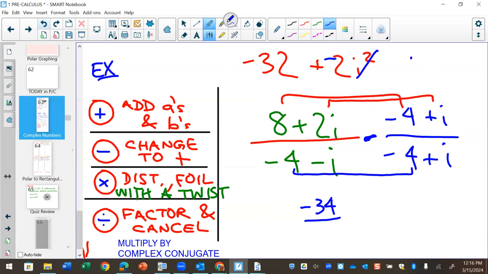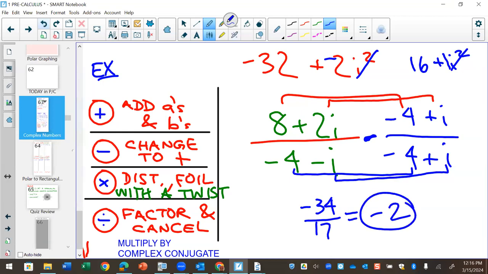16. Same deal, no middle terms ever when you do this right. And what's that? Minus i squared is going to turn into what? Cross out, change. Plus one. So it's 17. Sure enough, what's our answer again? Negative two.